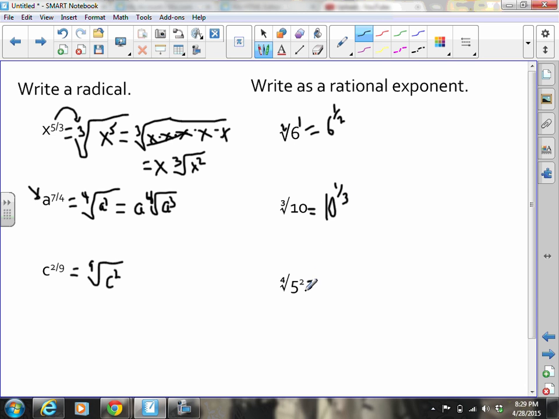The fourth root of 5 to the 2nd is the same thing as 5 to the 2/4 power. But I wouldn't want to leave a power of 2/4. I know that that is equal to 1/2. So let's rewrite that as 5 to the 1/2. And that is the definition of a rational exponent. Hope you remembered.